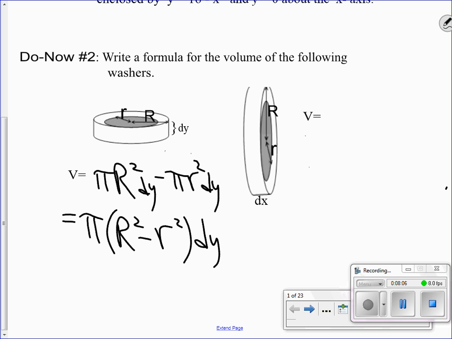So let's say I have a washer and I just turn it a little, so now the thickness is a small change in x, it's dx. What do you think the volume of that washer is going to be? Same thing, just dx. So it's pi times the quantity R squared minus little r squared, times dx.